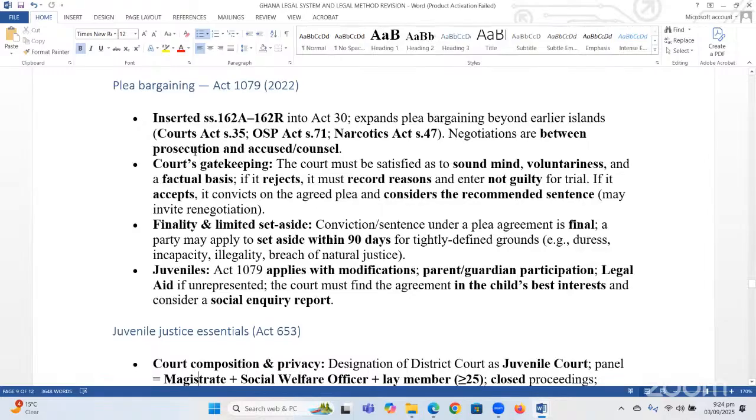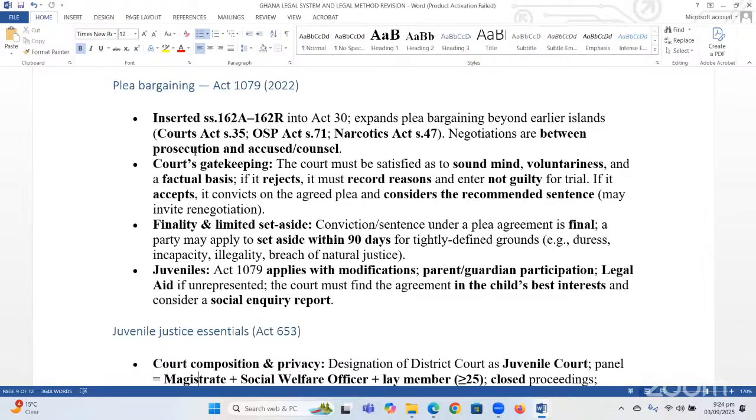Plea bargaining is a new addition to the law, which enables a person who is being charged and is going to be tried for a criminal offense to make some concession with the prosecution so that it will not be necessary for the whole trial process to be gone into. So you can, for example, plead guilty in return for being given a lenient sentence, or reach an agreement. If it's about something involving money, then you reach an agreement that you are going to pay, or some other means.